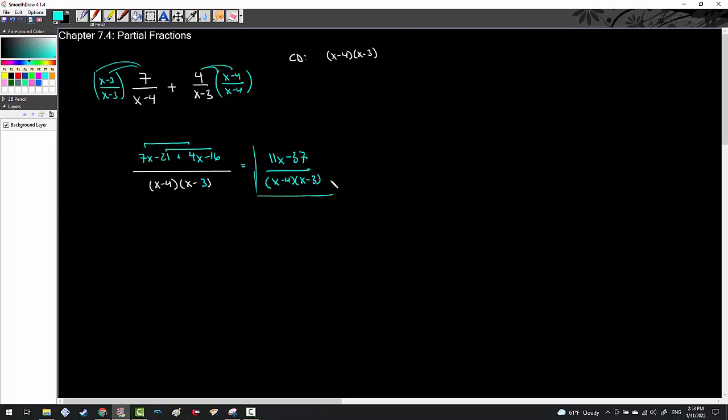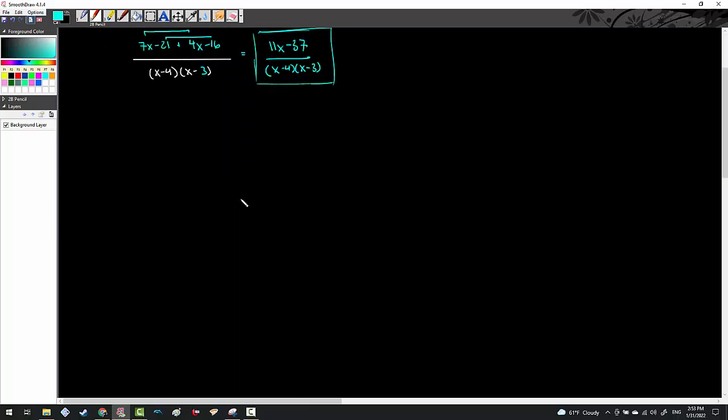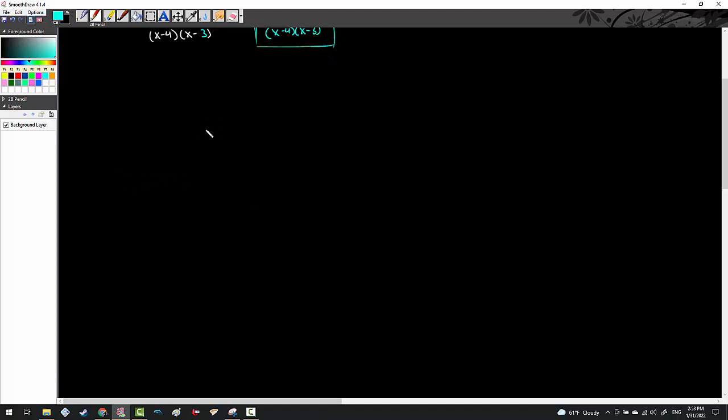So that is the notion of getting a common denominator to simplify a rational expression. Now, let's pretend that we didn't know anything. Let's pretend that we began with the problem 11x minus 37 over x minus 4 times x minus 3. Now I'm going to split this fraction apart into two fractions. I know it's going to be two because I've got two pieces in the denominator being multiplied here. So this is going to be something over x minus 4 plus something over x minus 3. I'm just going to call them A and B.